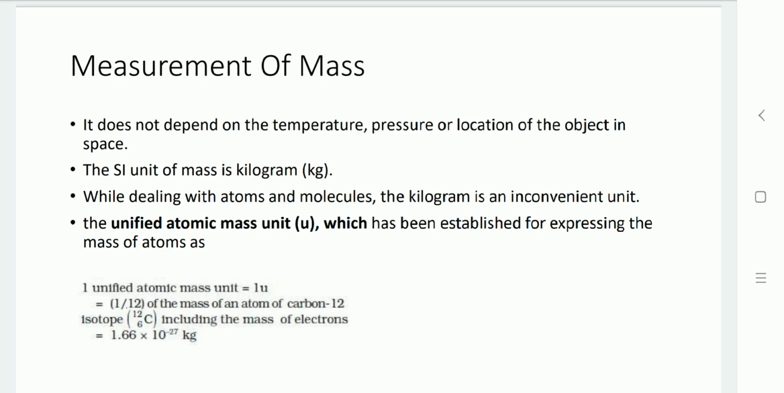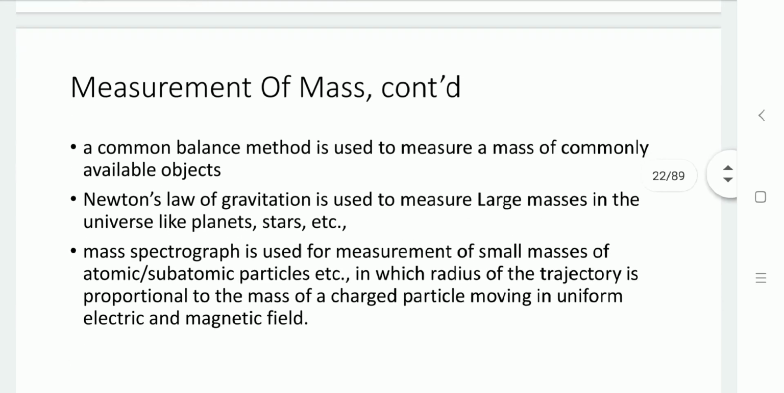So 1 u is equal to 1 upon 12 of the mass of an atom of carbon-12, the isotope 12:6 C, including the mass of electrons, that is 1.66 into 10 raised to minus 27 kilogram. Otherwise, in general, we use a normal balance to measure the mass of objects.